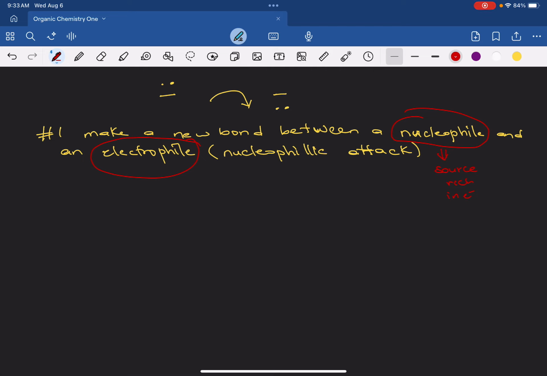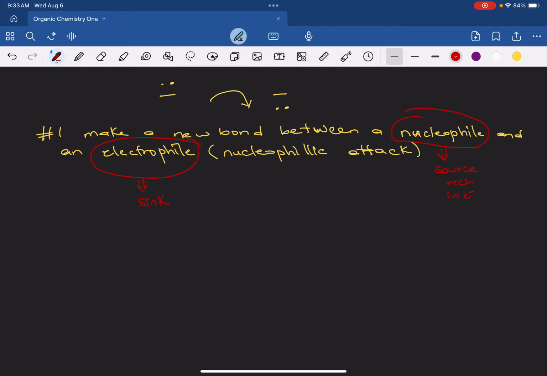Something positive is not looking for something positive, right? It's that positive-negative reaction. Your electrophile means electron loving, right? So if I am looking for electrons, I'm clearly not negative. If I'm negative, I'm not looking for more negativity. So your electrophile loves electrons, which means your electrophile is positive, which is why your electrophile is your sink. It lacks electrons, right? It is not the source of the electrons.